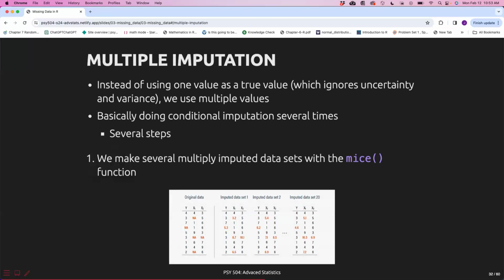There are several steps that I want to highlight. In the first step, we're going to create imputed data sets, and we're going to use the mice function to do this. I have an example here where we have our original data with NAs in it. We're going to fill in those NAs with values from our data set, which is important: not predicted values, but values from our data set. We're going to do this multiple times. It's recommended to do about 20 imputations, so we're going to fill in those missing values 20 times with different values.